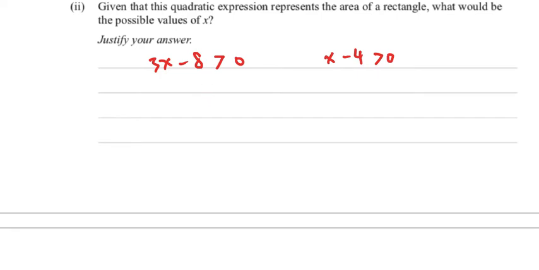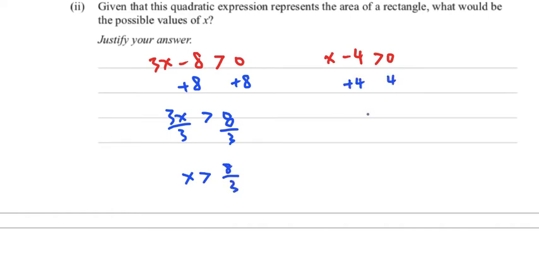Otherwise, just treat it as the equation. So we have plus 8, so that we can get rid of that minus 8. We have 3x bigger than 8. Because we add a number, the sign doesn't change. Divide by 3. We divide a positive number, the sign still doesn't change. That's fine. And the other one, simply add 4. And you have x bigger than 4.